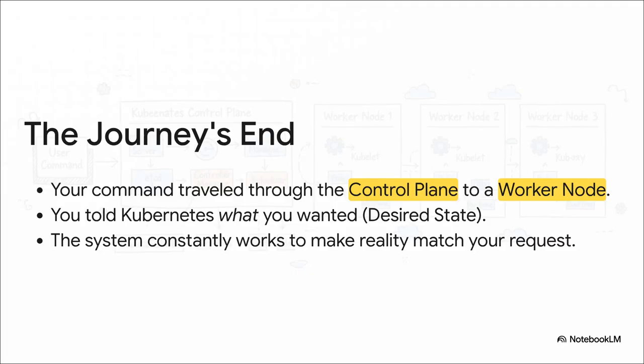So let's bring it all home. We followed our single command all the way from our terminal through the control plane's decision makers and down to a worker node where it finally came to life. But this whole journey was driven by one single powerful idea: desired state reconciliation. You don't tell Kubernetes how to do things, you just tell it what you want the end result to be. The entire system then works in this constant loop to make reality match your request.